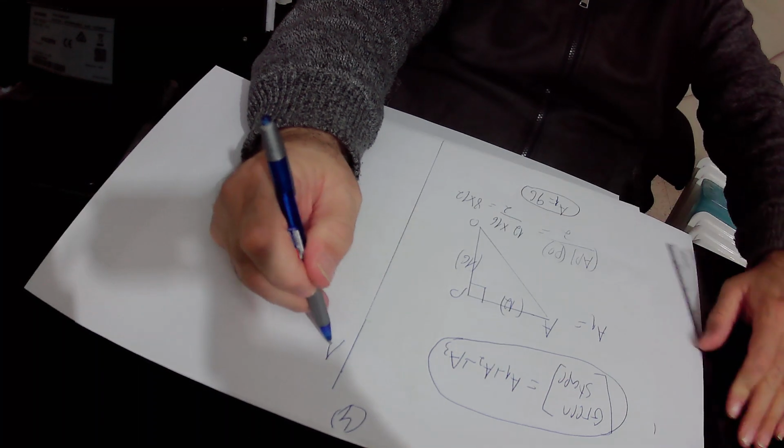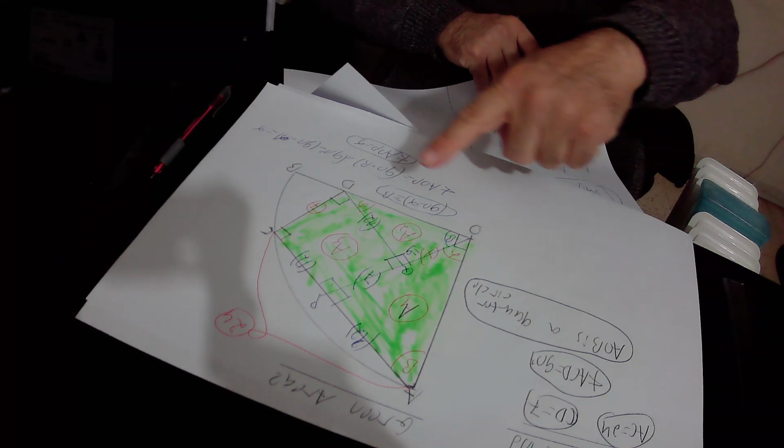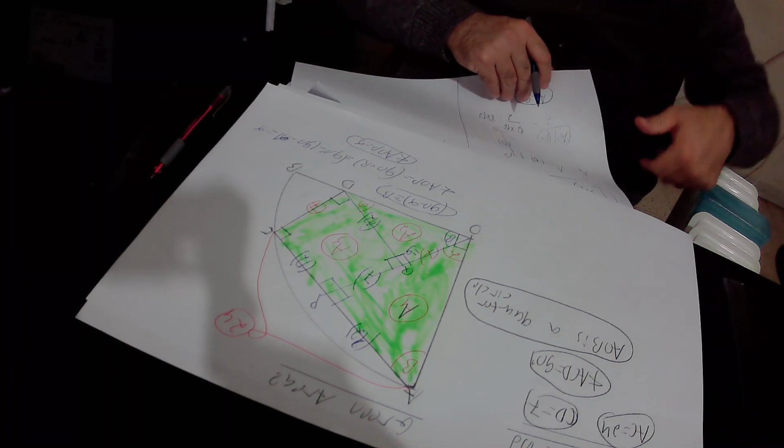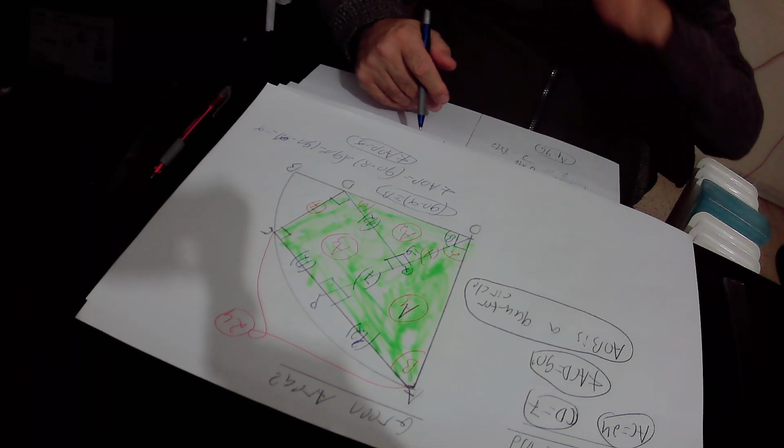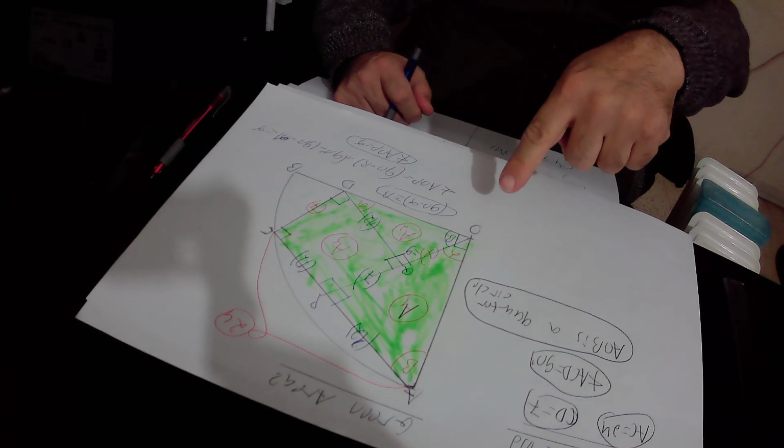A2 is actually the area of the green right triangle OQD. So I'll copy this right triangle OQD in the new page, and we find the area of this green right triangle OQD.